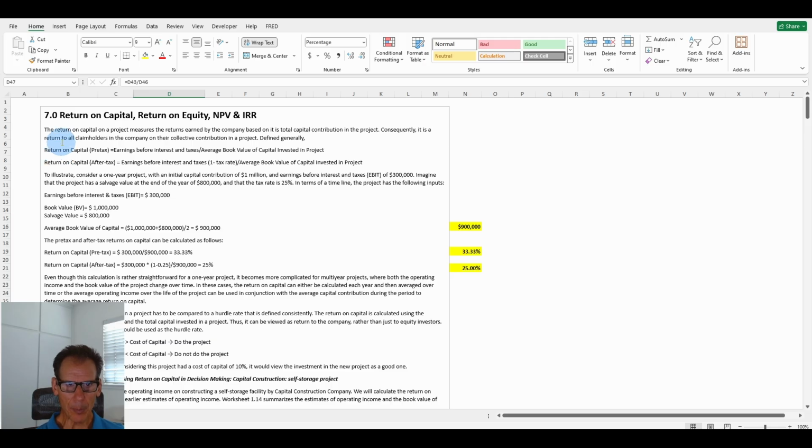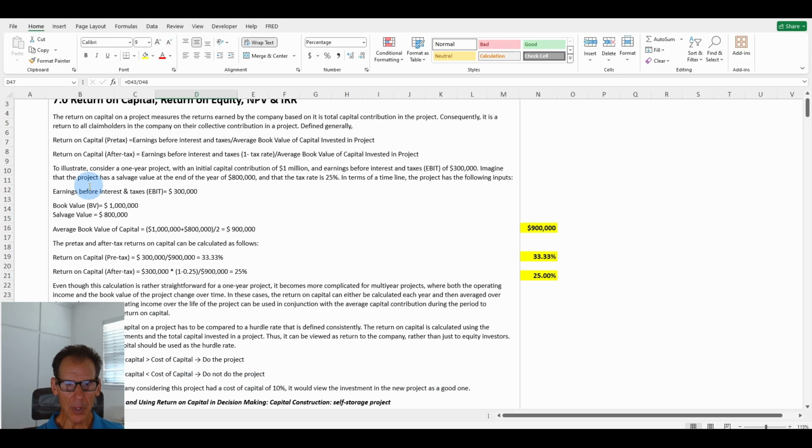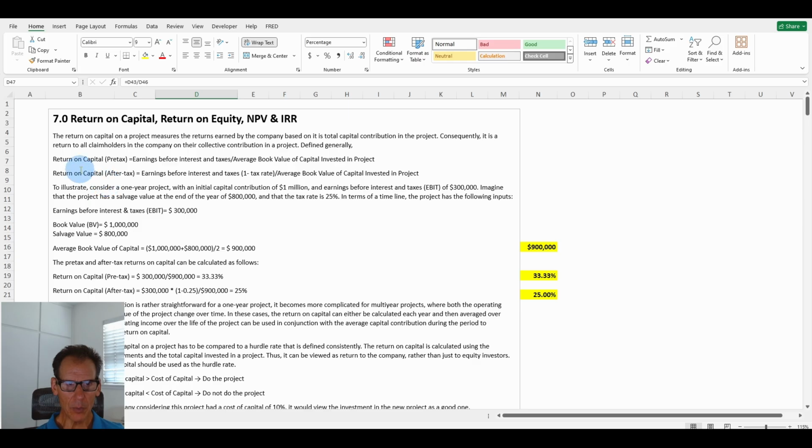The return on capital on a project measures the returns earned by the company based on its total capital contribution in the project. Consequently, it is a return to all claim holders in the company on their collective contributions in a project. Generally, return on capital pre-tax equals earnings before interest and taxes divided by the average book value of capital invested in the project. Return on capital after tax equals earnings before interest and taxes times 1 minus the tax rate, divided by the average book value of capital invested in the project.